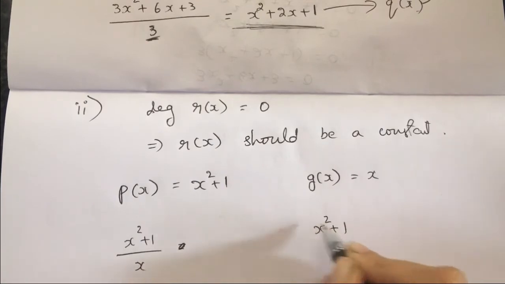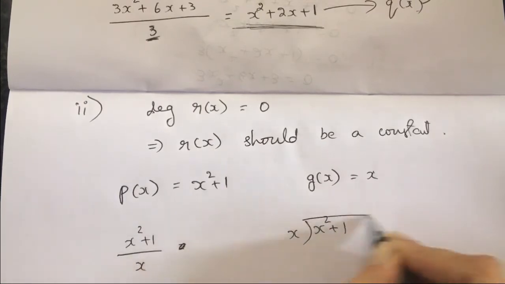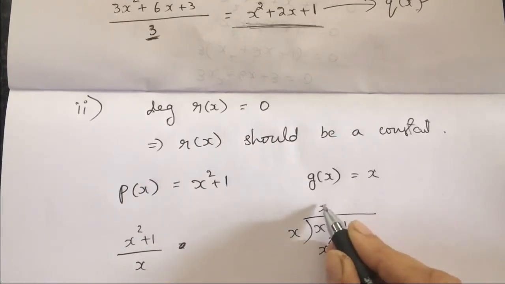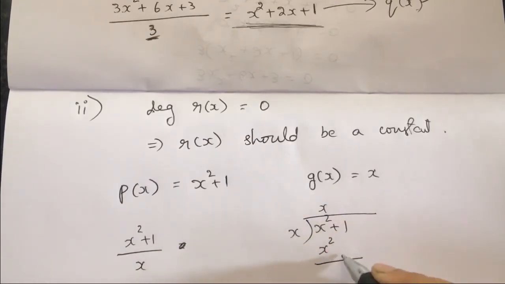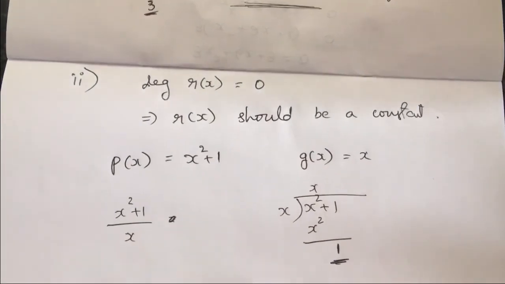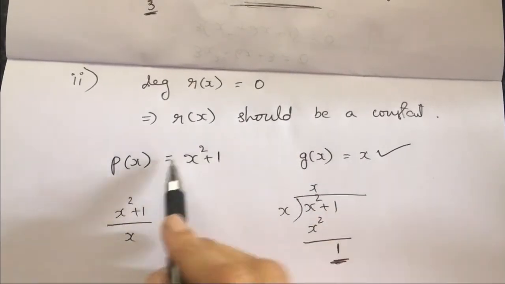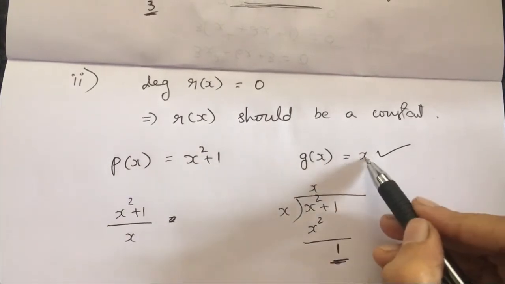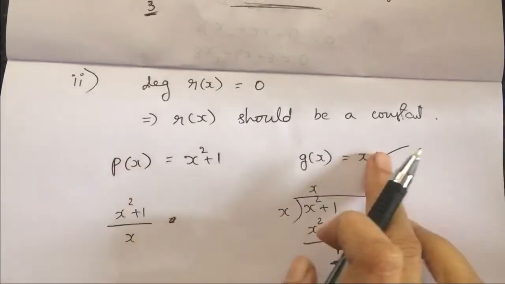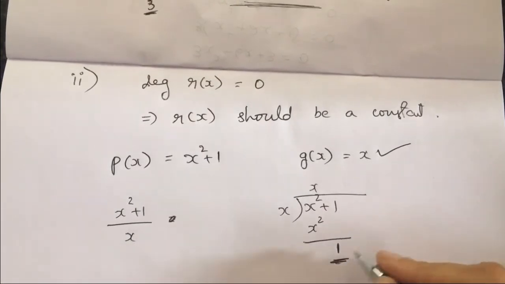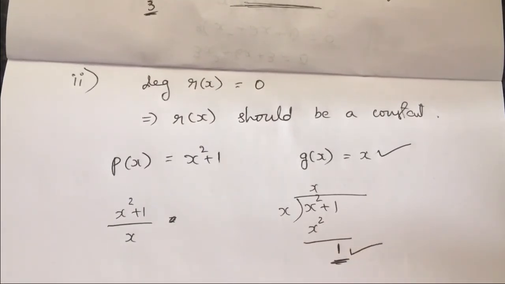x square plus 1 divided by x. What happens? x into x square. That's all. You are getting the remainder as a constant. So my guess is correct. So that it works, right? You are getting p of x as x square plus 1 and g of x as 1. When you divide this, you are getting a remainder as 1. No problem. So r of x is a constant term.